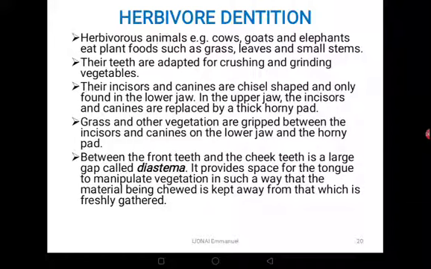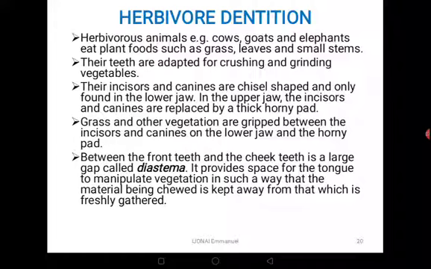Then we have the herbivora. Herbivores are organisms or animals particularly that feed on plant material. So when they feed on plant material, it means they have a special dentition that enables them to feed on this plant material. The herbivorous animals, e.g. the cows, the goats, elephants, antelopes, and so on, eat plant food such as grass, leaves, and small stems. Their teeth are adapted for crushing and grinding vegetables.